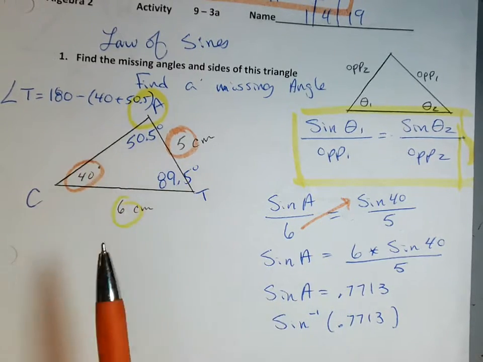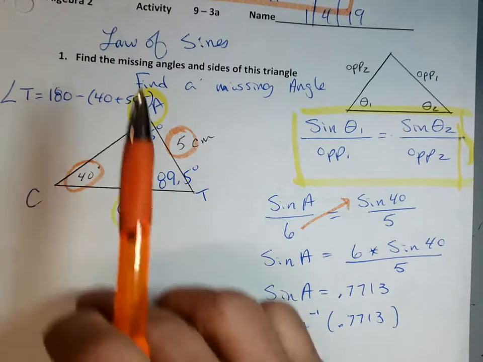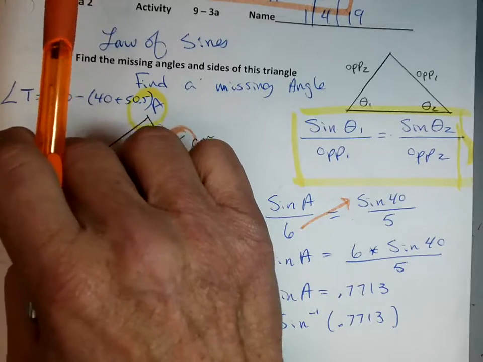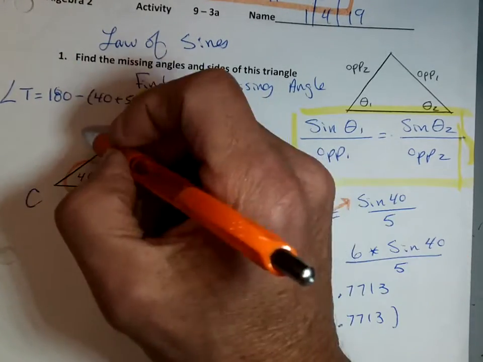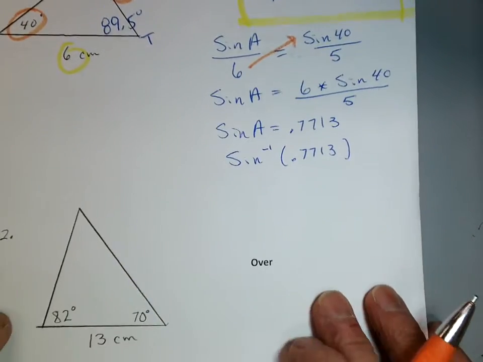I'm going to show you an example 2, how you find the side using the law of sines, and then we'll come back to this and finish the triangle up, okay? So I have everything else except for little t, side little t. We're going to come back and do little t once we figure out how to find the sides, okay? So let's look at example 2.